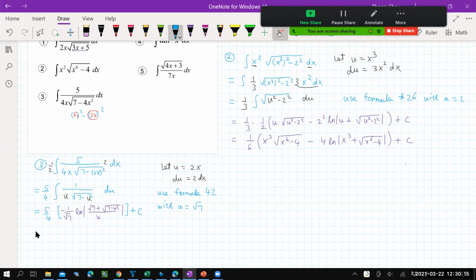And here I have a -5. So it becomes -5 over 4 root 7 times the natural log of root 7 plus square root of 7 minus 4x squared over 2x. That's the value plus c. All right.